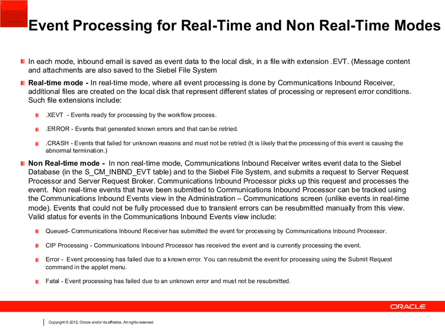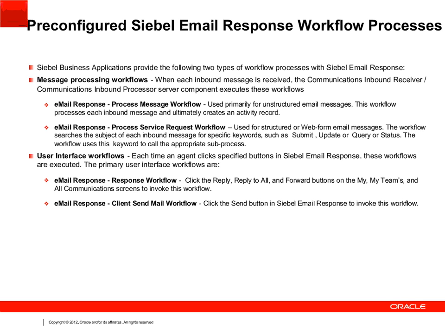CIP processing means the communications inbound processor has received the event and is currently processing it. Error means event processing has failed due to an error. You can resubmit the event for processing using the submit request command in the applet menu. And lastly, fatal means the event processing has failed due to an unknown error and must not be resubmitted.